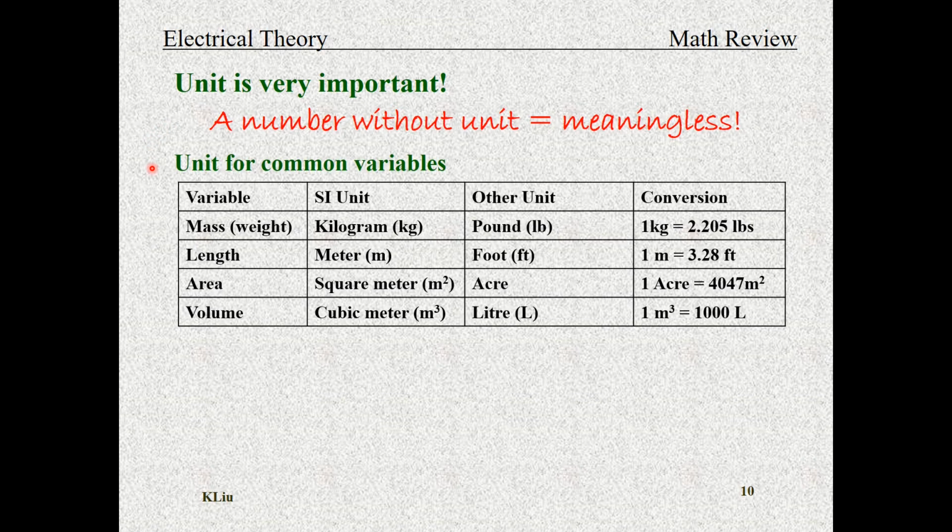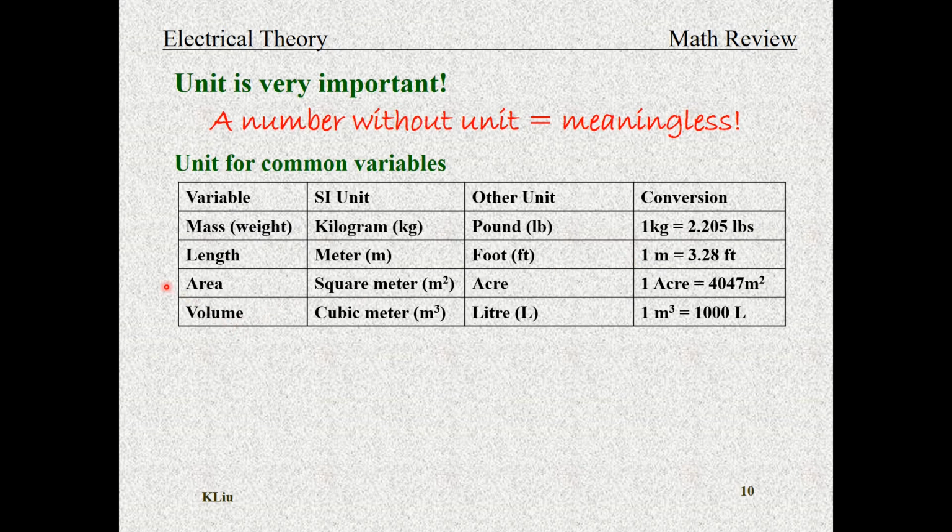Here are the units for some common variables. For mass or weight, the standard unit is kilogram. However, we always use pound in the supermarket. What is the conversion factor? 1 kilogram equals 2.205 pounds. For length, the standard unit is meter. We use foot in the market. For conversion, 1 meter is 3.28 feet.